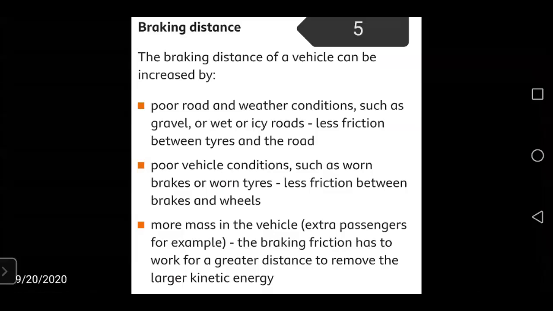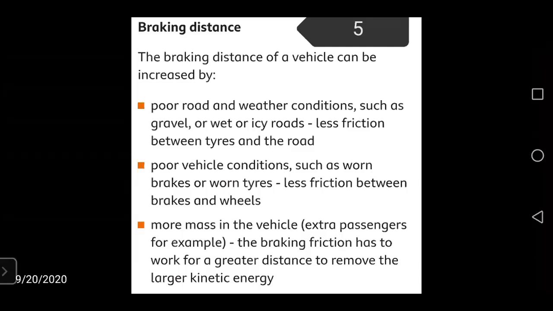As I told you, the thinking distance is affected by factors like tiredness, the attention of the driver, or drugs. The braking distance is affected by poor road and weather conditions, such as gravel, or wet or icy roads, with less friction between tires and the road. In the same way, poor vehicle condition, such as worn brakes or worn tires, means less friction between brakes and wheels. These may also affect the braking distance.